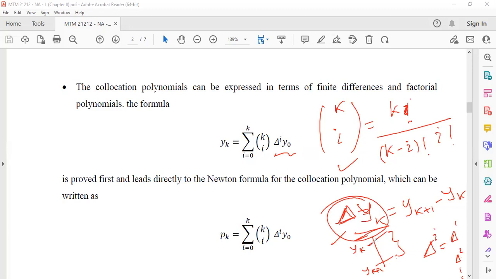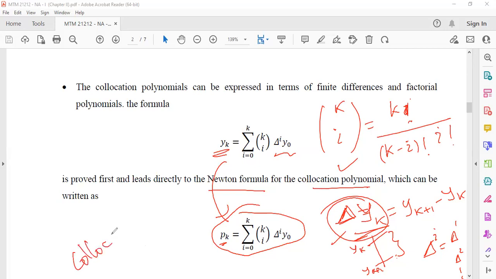So we first list directly the Newton formula for the collocation polynomial, which is the same equation. See, this is yk, this is pk. So they are the same kind of equations, and at some points they both coincide. That's also called the collocation polynomial.